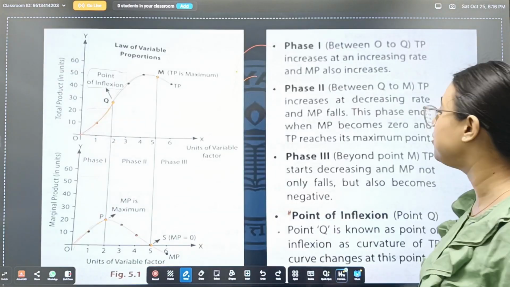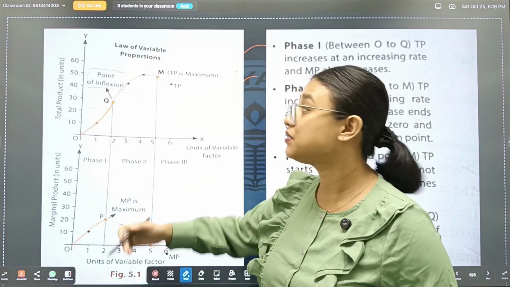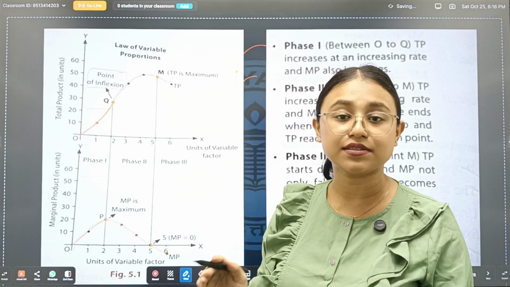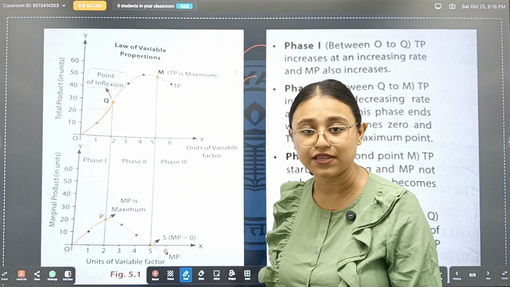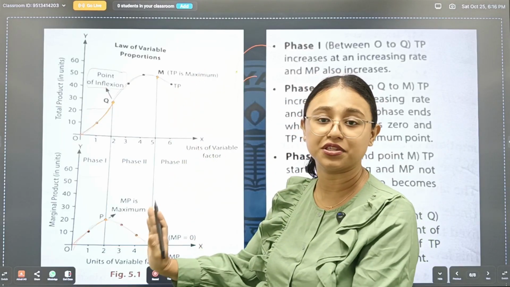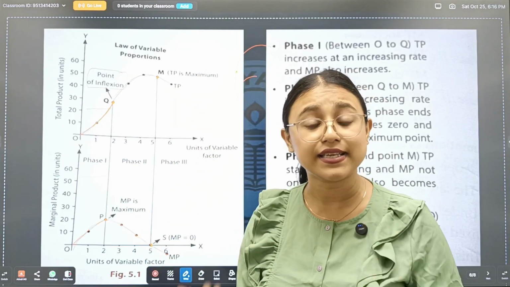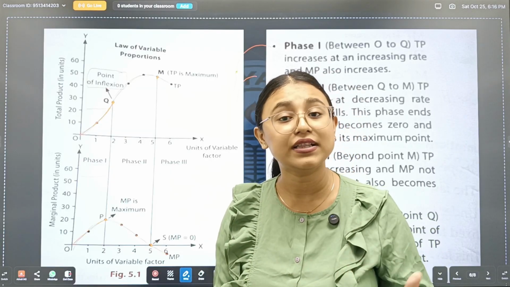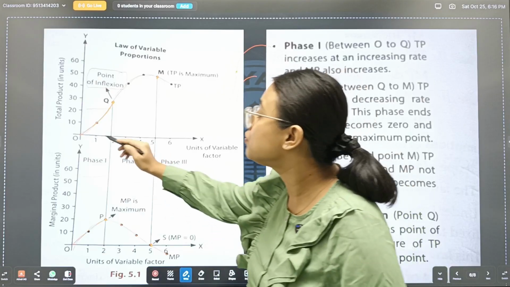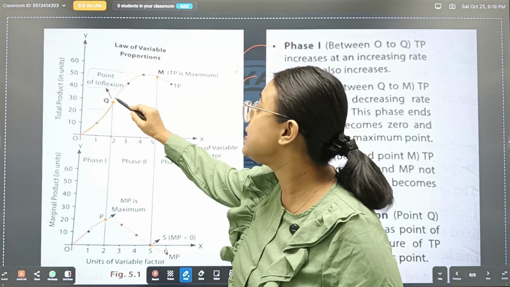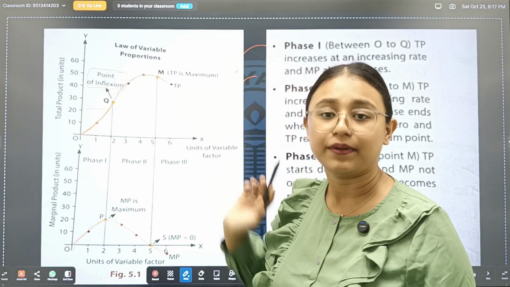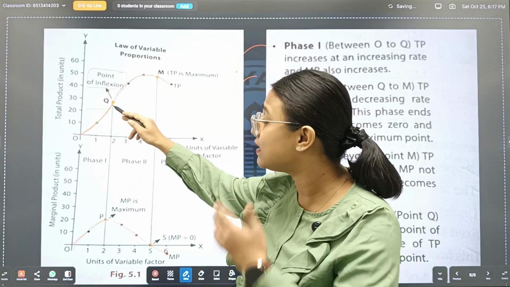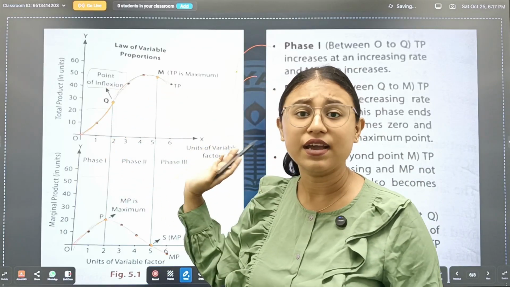After this, the third phase starts. In the third phase, the total product starts falling and marginal product becomes negative. After point S, marginal product becomes negative. So this is the law of variable proportion. What it says is that when we change one variable factor, keeping all the other factors constant in the short run, total product first increases at an increasing rate, then at a decreasing rate, and finally becomes negative. Total product increases, then stagnates, and finally falls.